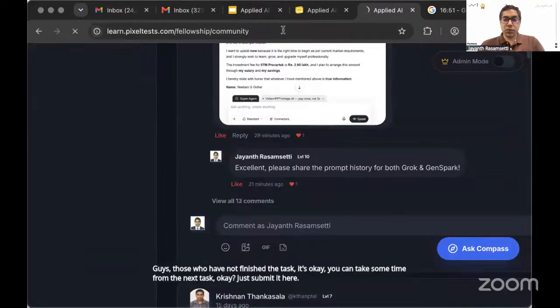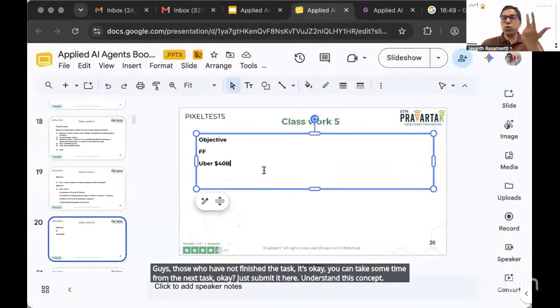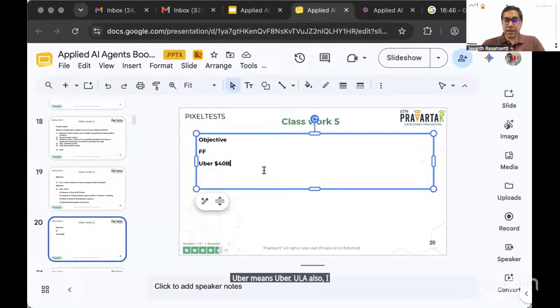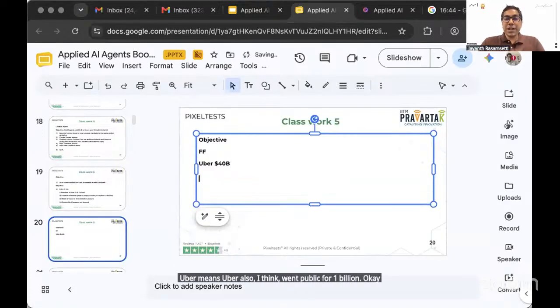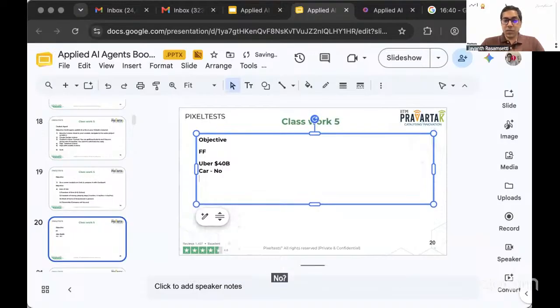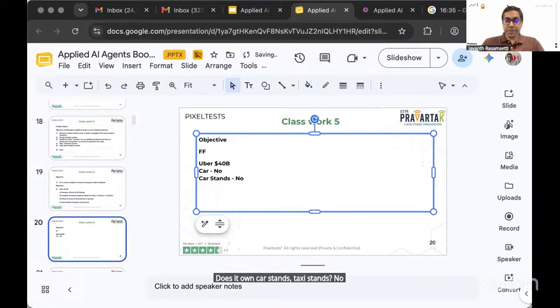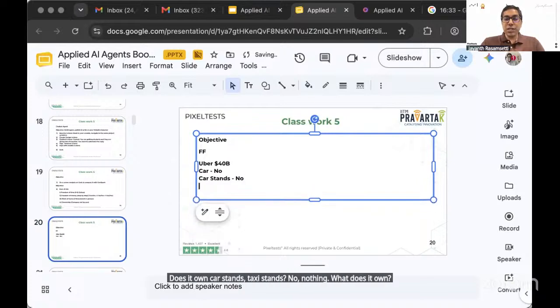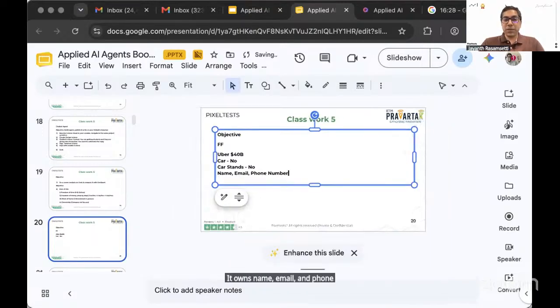Understand this concept. Uber means Uber, Ola. Ola also, I think, went public for 1 billion. Okay? Now, what does it own? Does it own cars? No. Does it own car stands, taxi stands? No, nothing. What does it own? It owns name, email, and phone number. Type 3 in the chat box if there's a bulb on moment for you. Type 3 if you're clear about this.